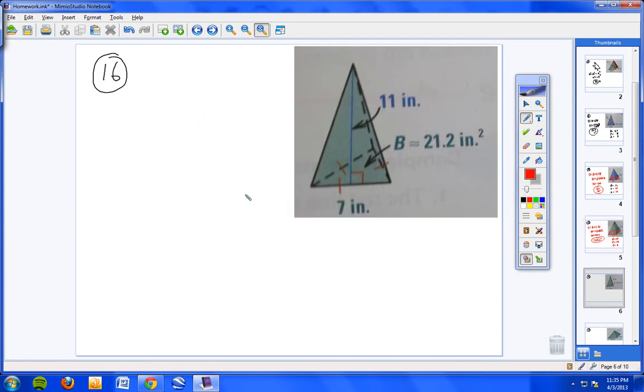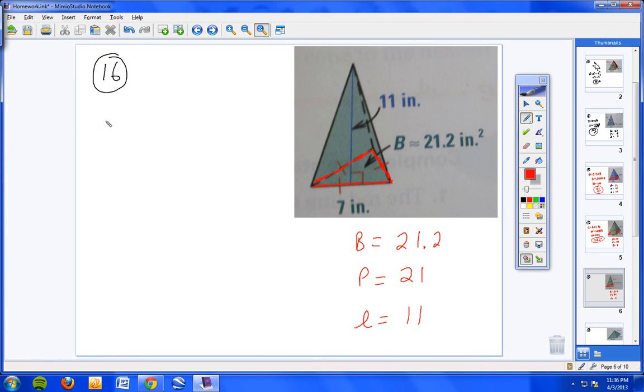Number 16, they want us to find the surface area of a pyramid, so we know we're going to need the area of the base, the perimeter of the base, and the slant height. The area of the base they give to us right here, capital B, it's 21.2, easy enough. Now the perimeter, it's a triangle, and all three sides are congruent, marked with little red marks. So the sides are 7, 7, and 7, which add up to 21. And they've given the slant height to us, which is 11.